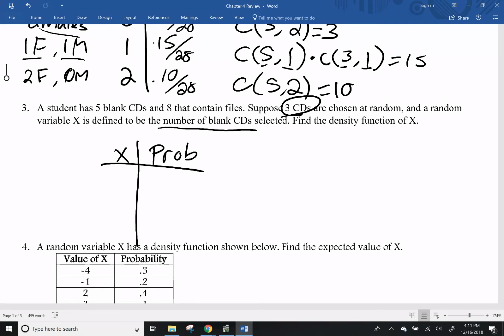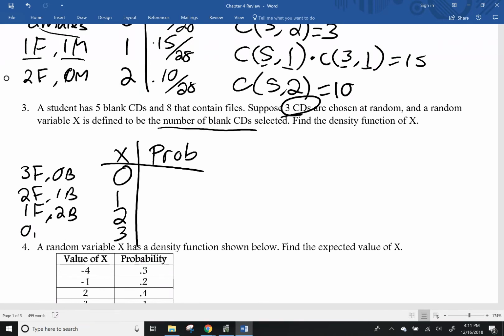So I'm choosing 3 CDs, and now x is the number of blank CDs that I end up picking when I pick 3. I could pick 3 CDs and I could have none of them be blank. So this would have all 3 with files and 0 blank CDs. I could have 1 CD that's blank. That would mean that I have 2 with files and then that 1 that's blank. I could have 2 that are blank, which would mean I had 1 with files and 2 that were blank. Or I could have all 3 that are blank, which means I didn't choose any file CDs and all 3 were blank.